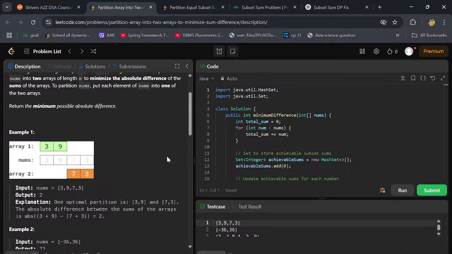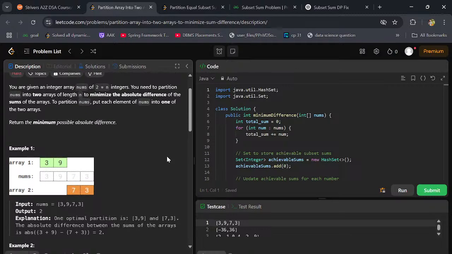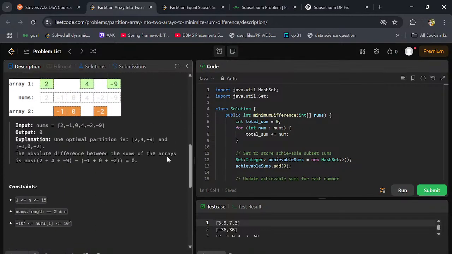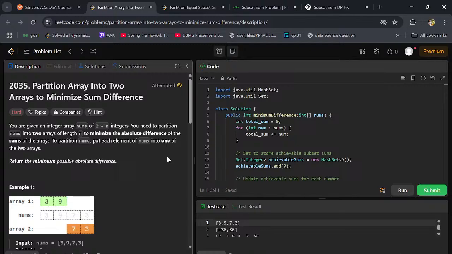You need to partition the array into how many subsets? Partition nums into two arrays of length n to minimize the absolute difference. Okay, they should be equal? No need to be equal. Minimize the absolute difference, no need to be equal. Partition nums: put each element of nums into one of the n.